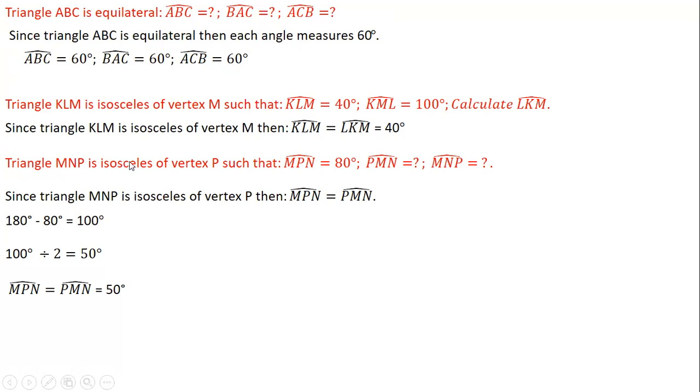Also, triangle MNP is isosceles of vertex P. So the special vertex is P. I have 2 missing angles, PMN and MNP. First, I ask, who are the equal angles in this triangle? Angle at vertex M and angle at vertex N. So PMN equals PNM. But I'm not given any of these. They are equal. So 80 I subtracted from 180, I get 100. 100 is divided between both. So I divide it by 2. Each angle will be equal to 50 degrees. Please practice these 2 slides well after watching and understanding them.